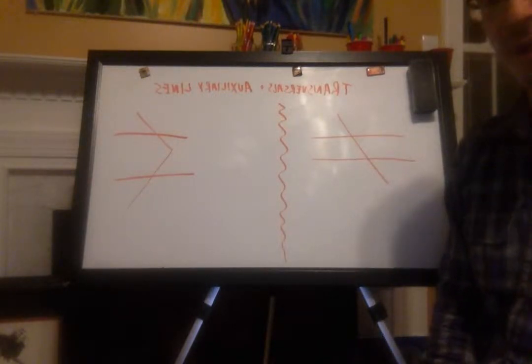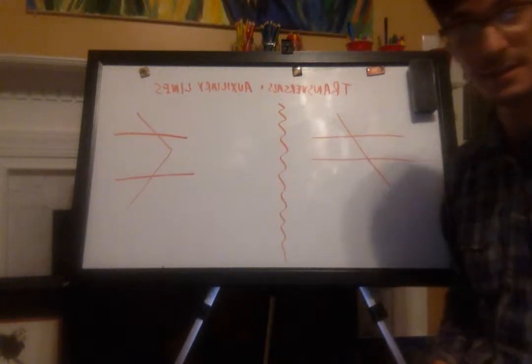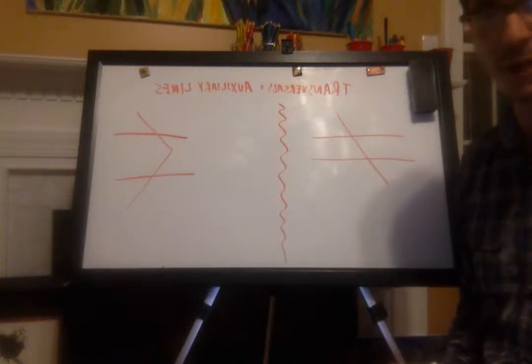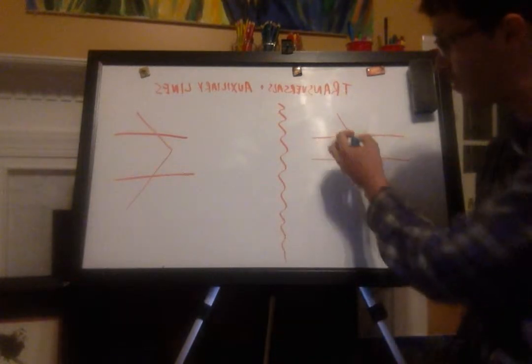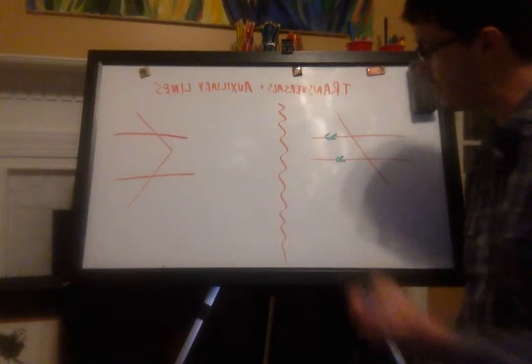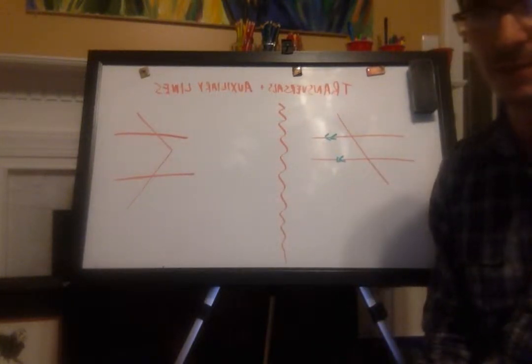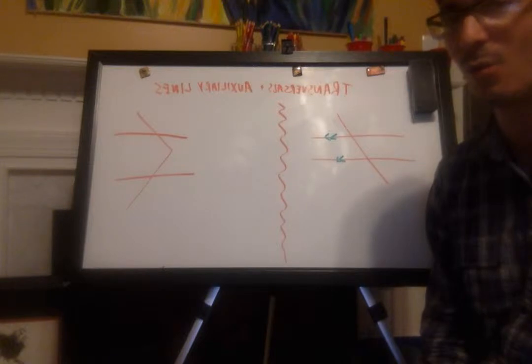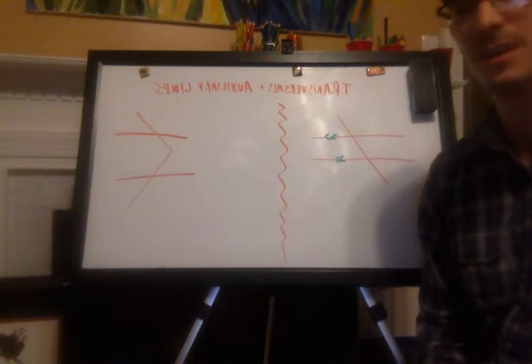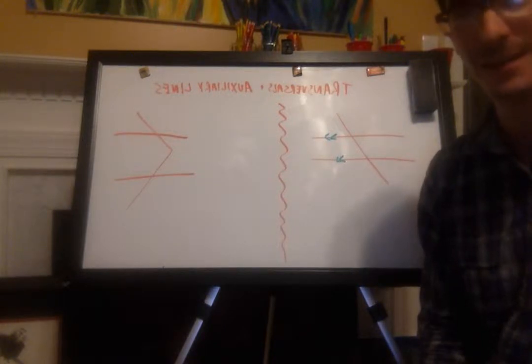Okay, so we have these two lines and a line that crosses across those two lines. Now, these two lines, I'm going to mark them with two arrows going in the same direction. Who can tell me what that tells us about those two lines? Good. These lines are parallel lines.